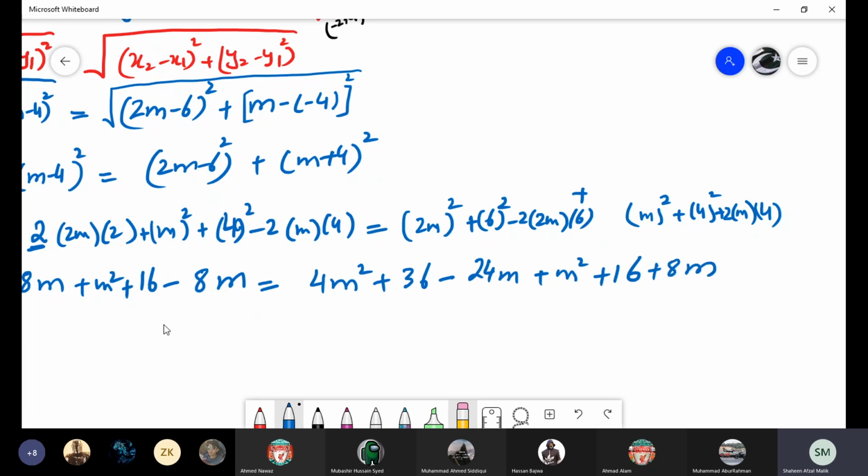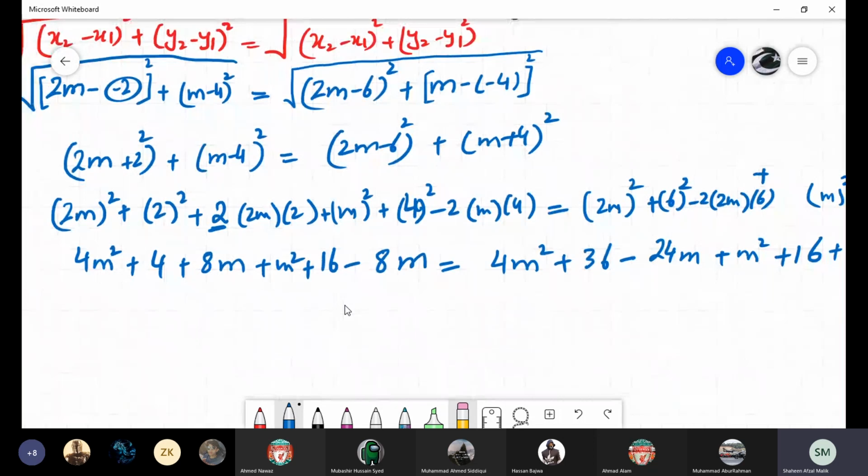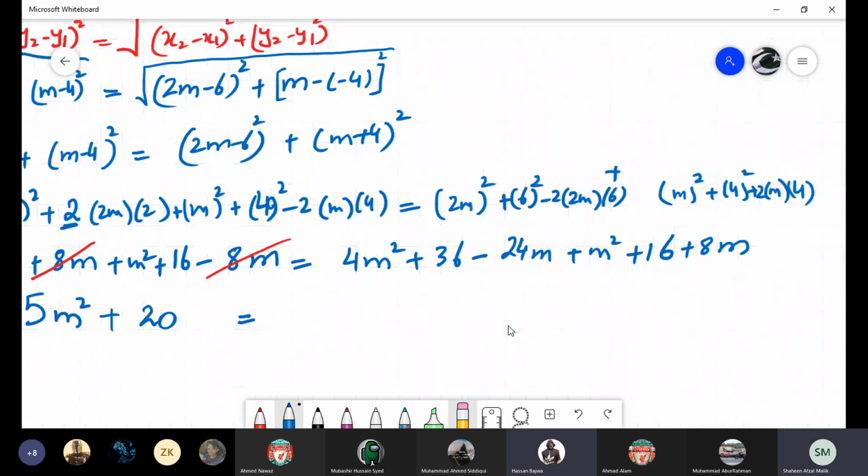Now collect all the squares and m's. 4m square plus 1m square will be 5m square. Plus 8m and negative 8m will be cancelled. 16 and 4 will be 20. Then next from this side: 4m square, 5m square, then 24 minus 8, minus 24 plus 8, minus 16m. 36 plus 16, 52.